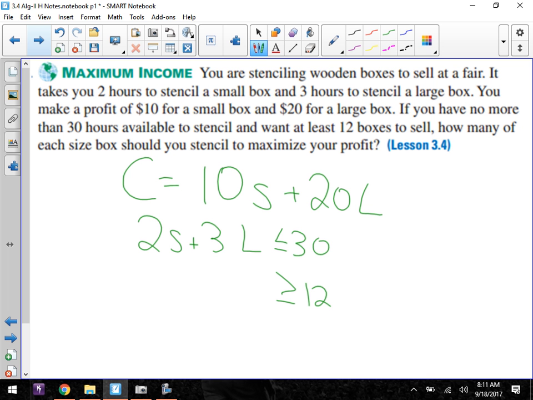Does it say that you're going to sell 3 small for every large or 2 large for every small, or anything like that? So what do I write here? S plus L. Your sales is S plus L.